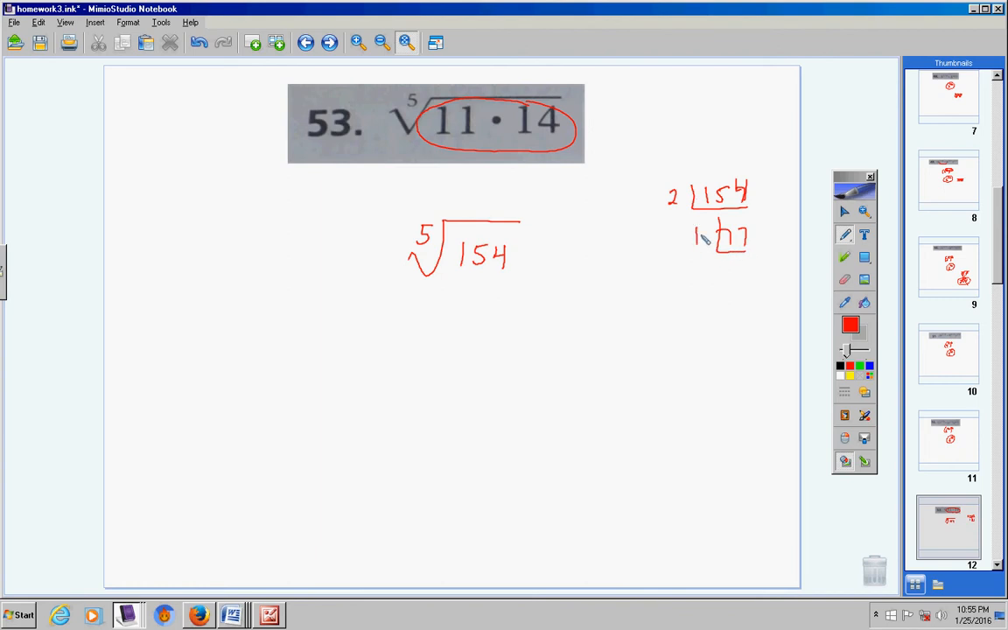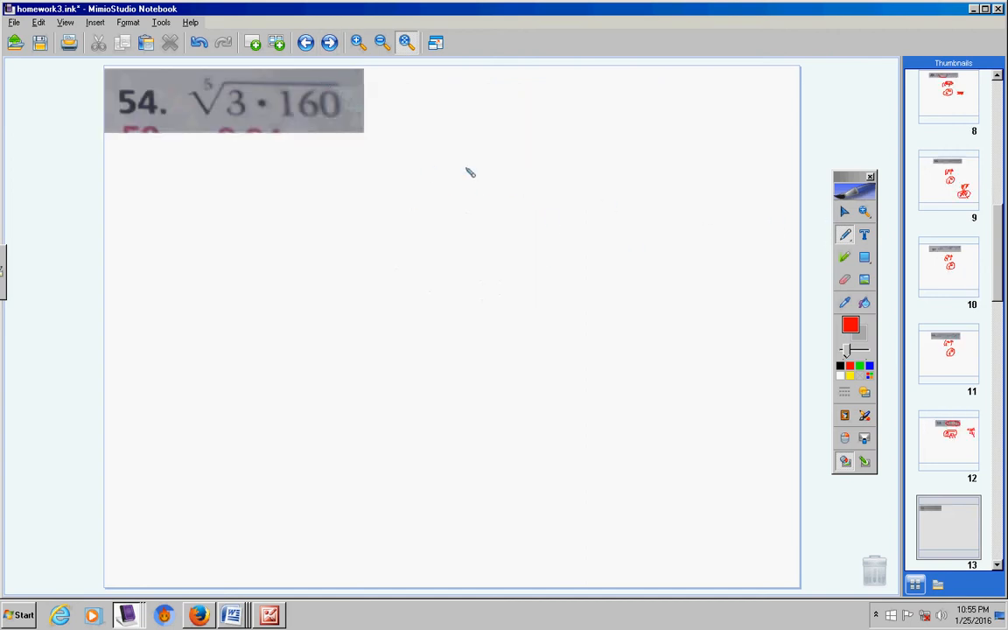77. 11 will go into 77. 11's prime 7 times. So the prime numbers are 2, 11, and 7. I'm looking for numbers that come in sets of 5. I don't see any. So this is your final answer. Alright, same thing here.